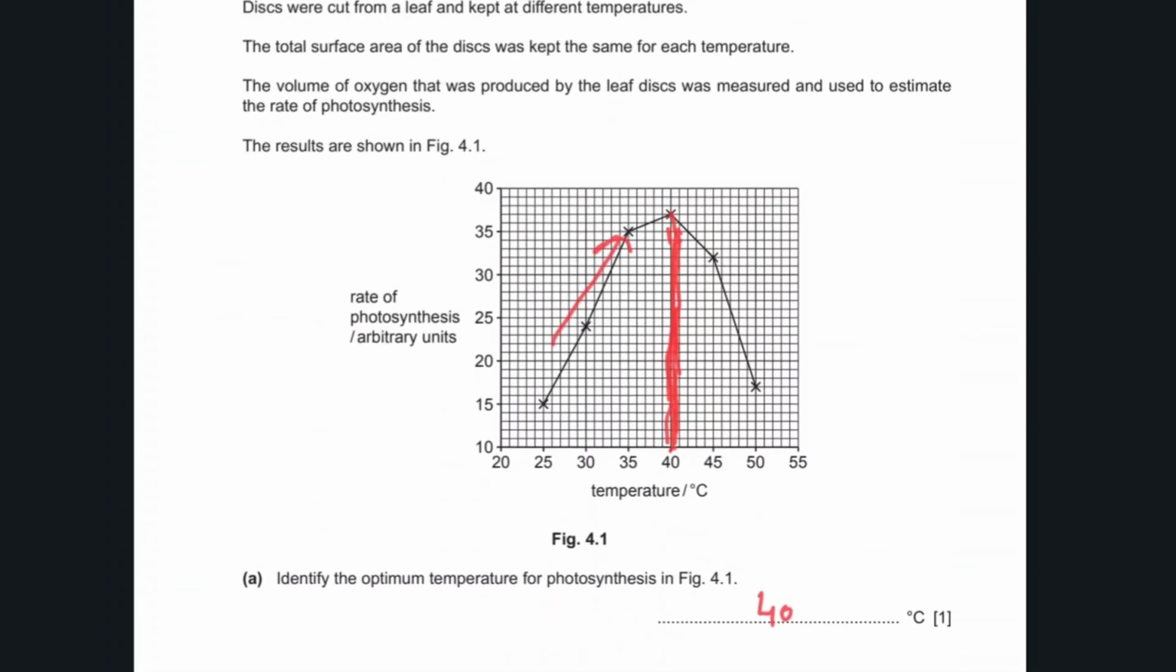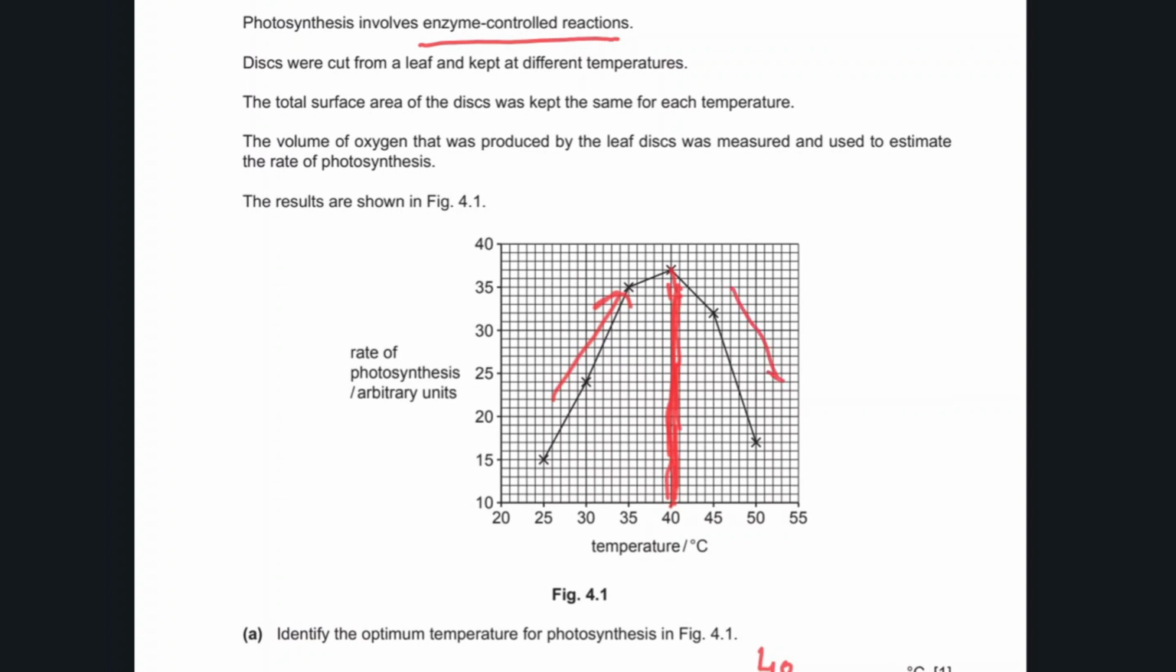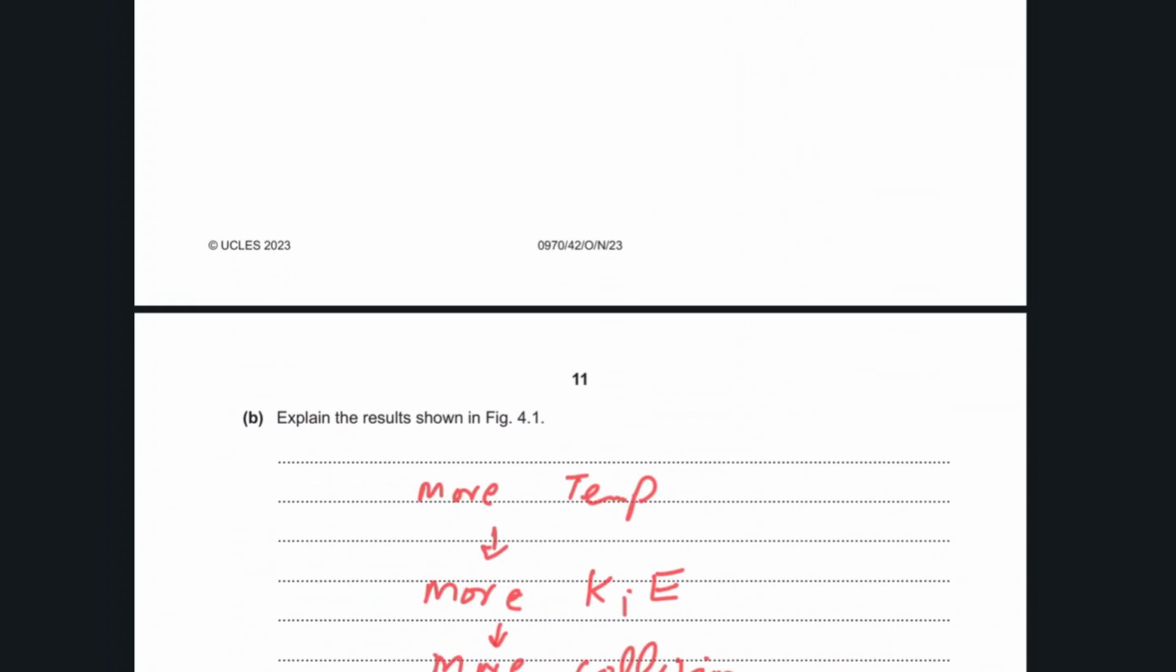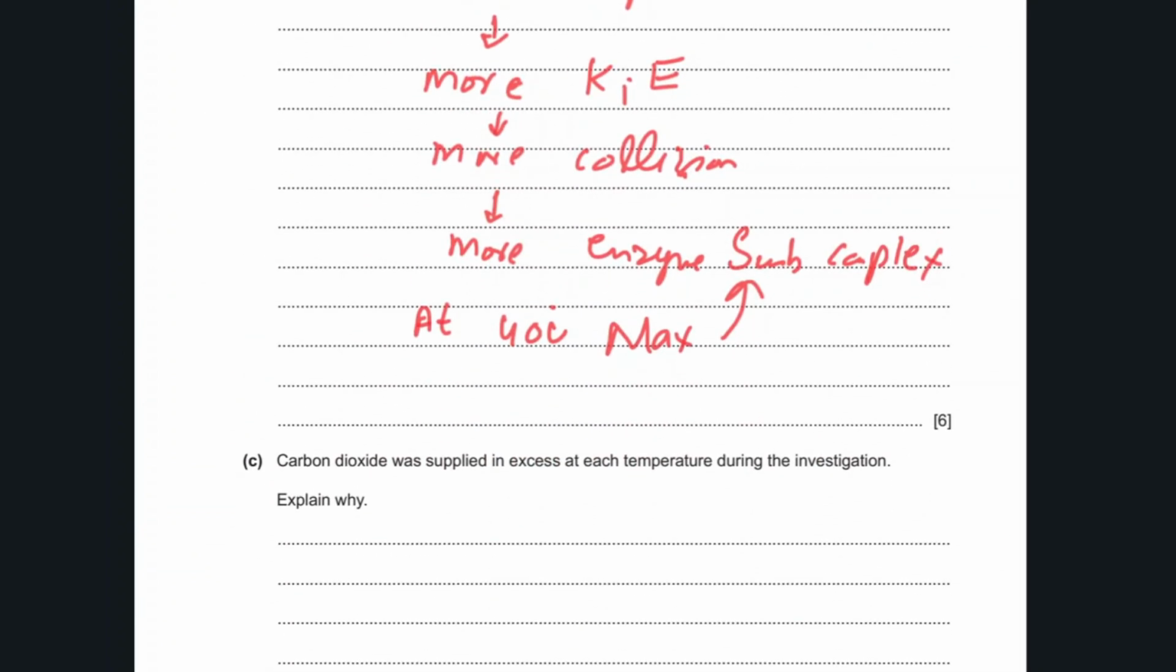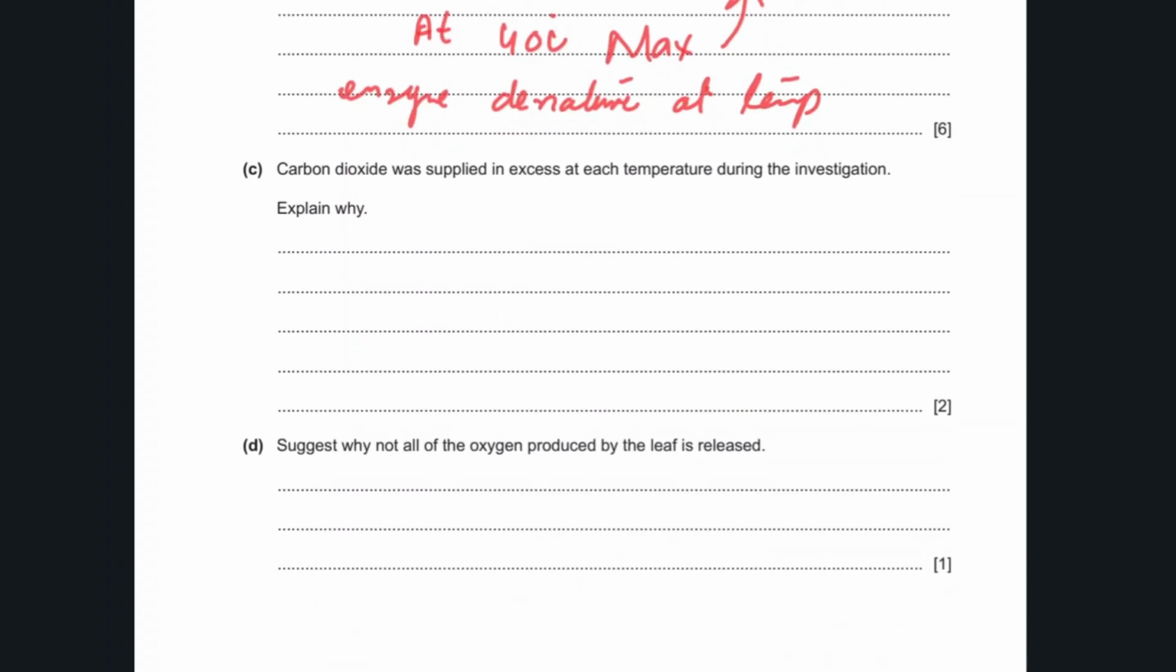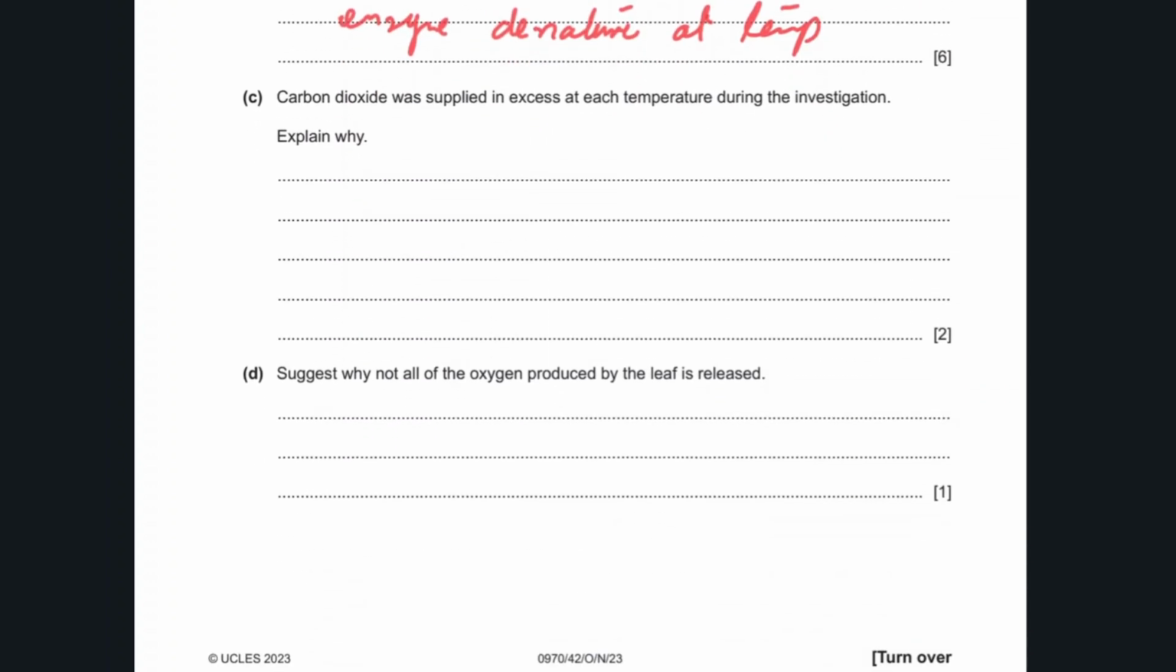Look at the situation after 40. Why is the rate of reaction decreasing? You have to mention the reason: this is a high temperature. At high temperature the enzyme denatures, and the shape of the active site is disturbed, so the rate of reaction slows down.